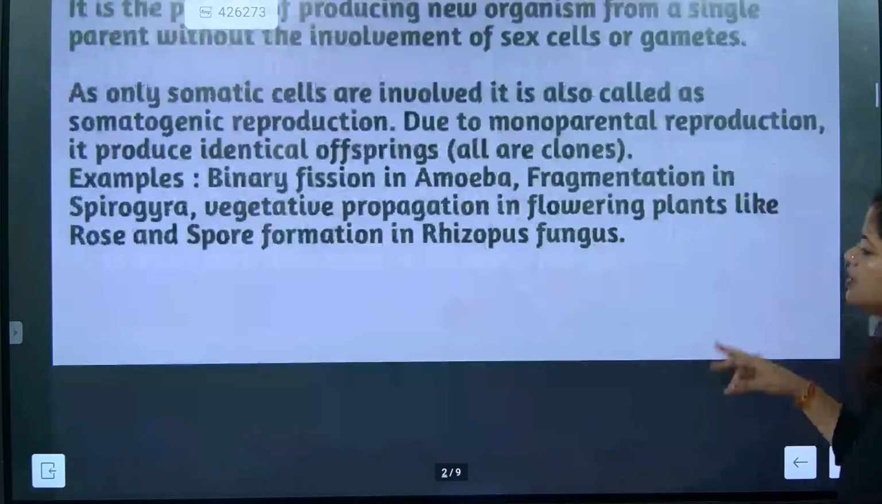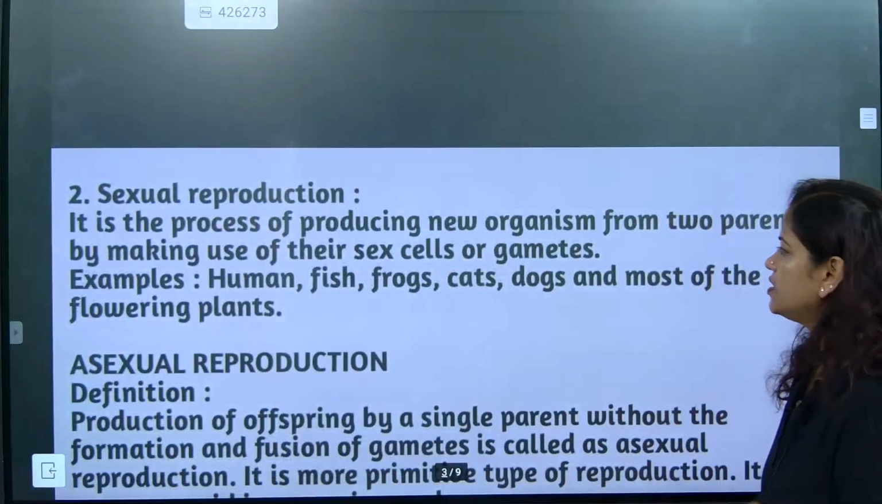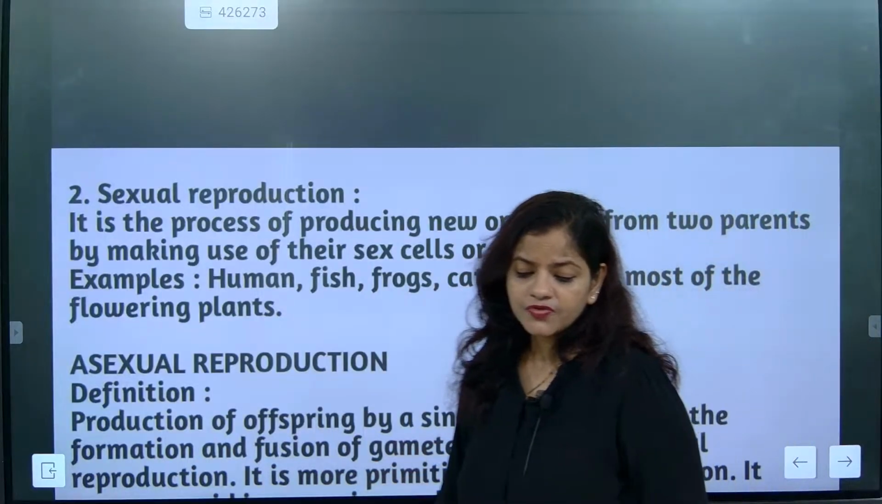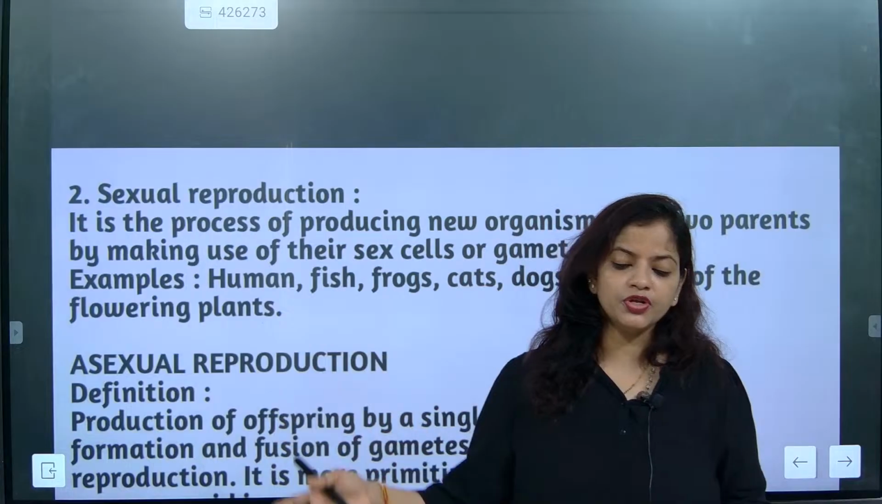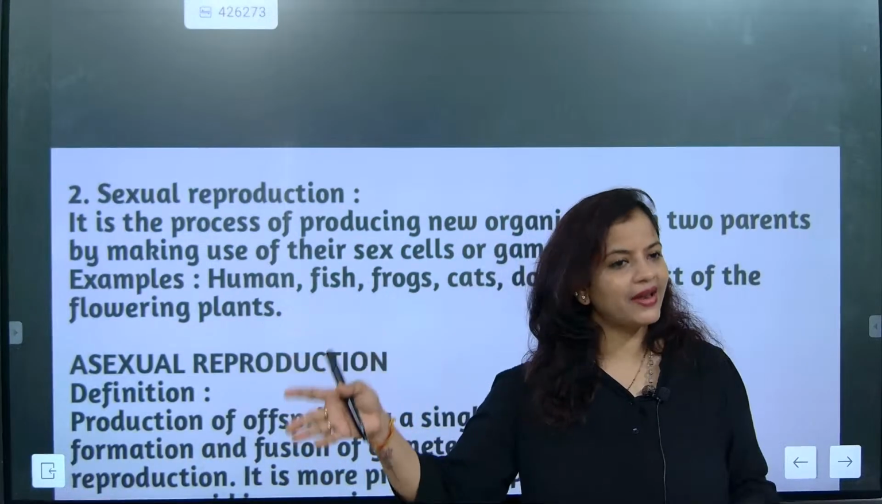Okay, so now we will go for the next one. Next, about sexual reproduction. If somebody asks you about sexual reproduction, it is the process of producing a new organism from two parents, understood or not?